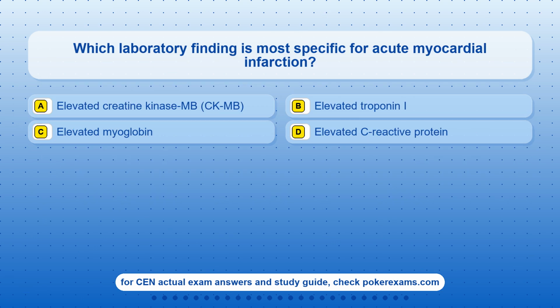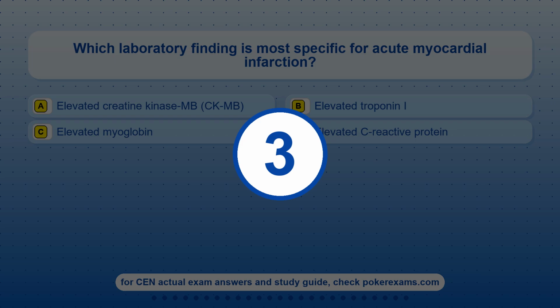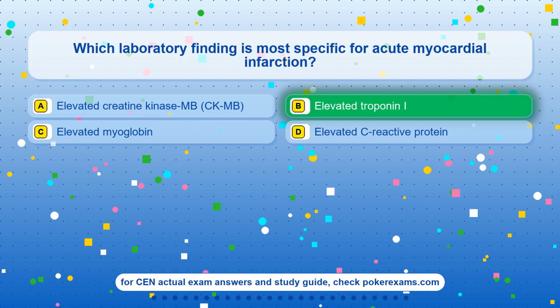Question 18. Which laboratory finding is most specific for acute myocardial infarction? Option A, elevated creatine kinase-MB, CK-MB. Option B, elevated troponin I. Option C, elevated myoglobin. Option D, elevated C-reactive protein. The correct answer is option B, elevated troponin I.